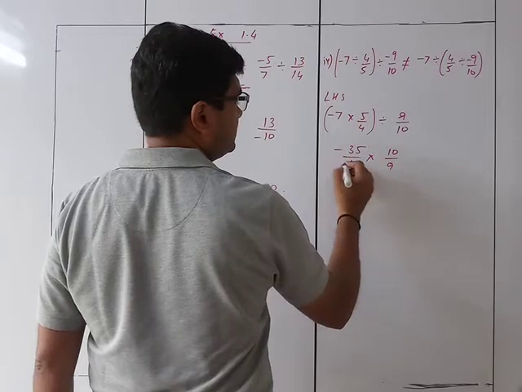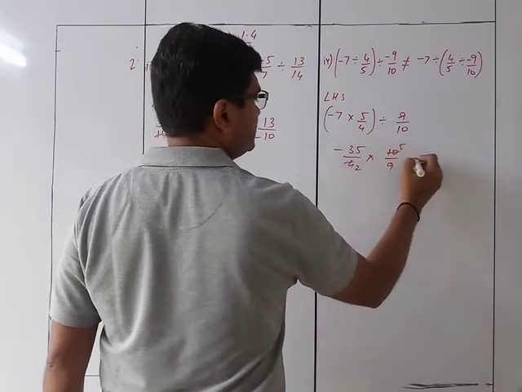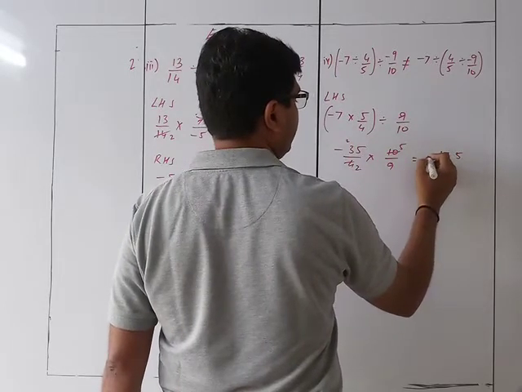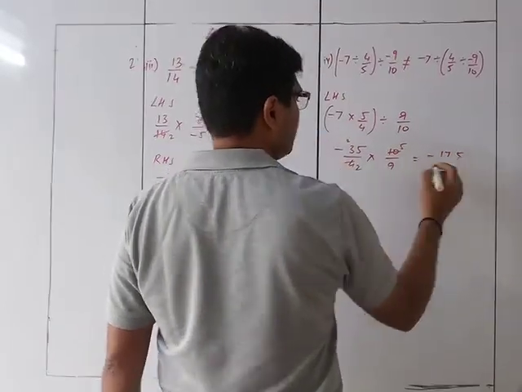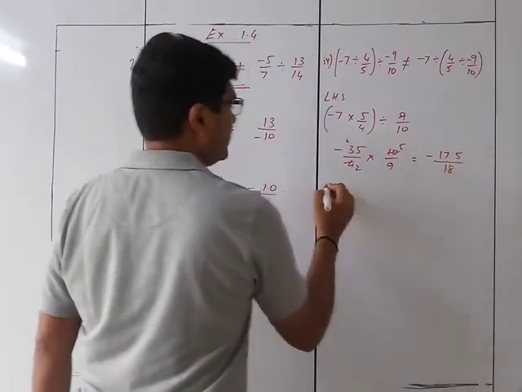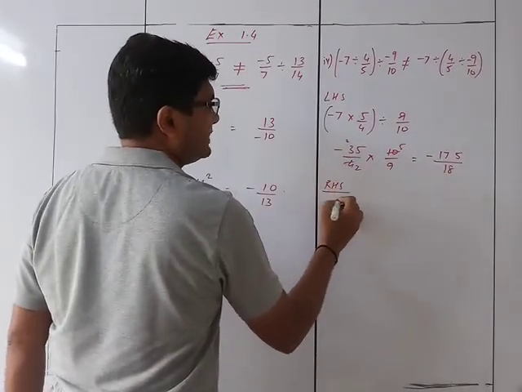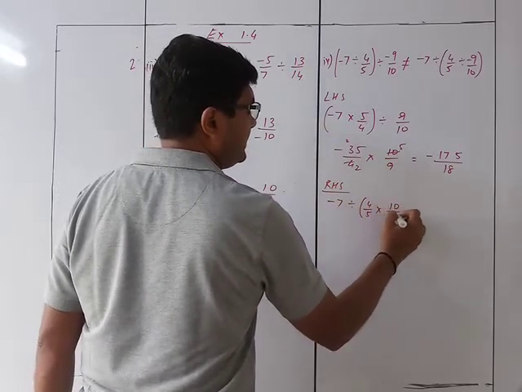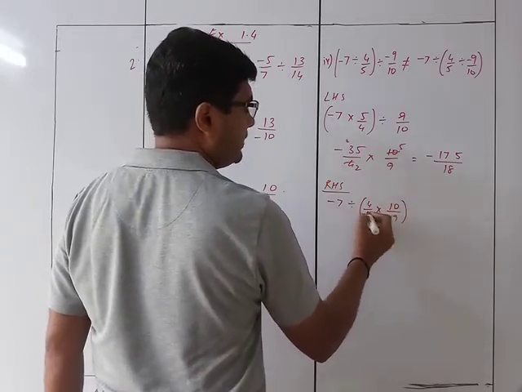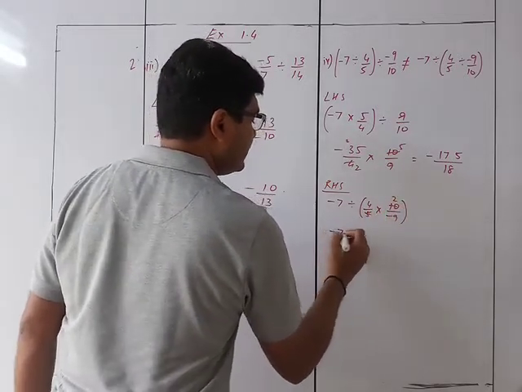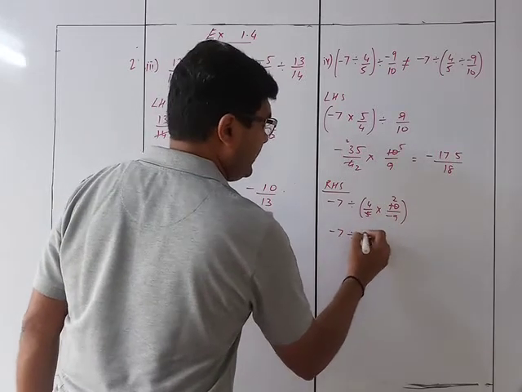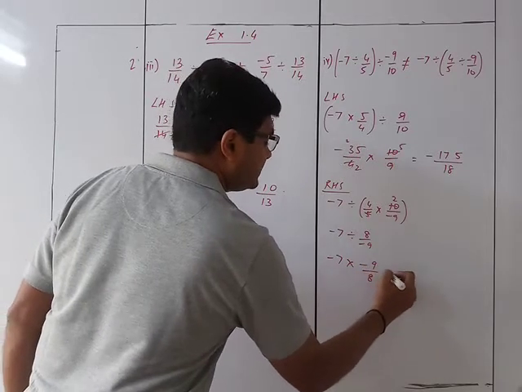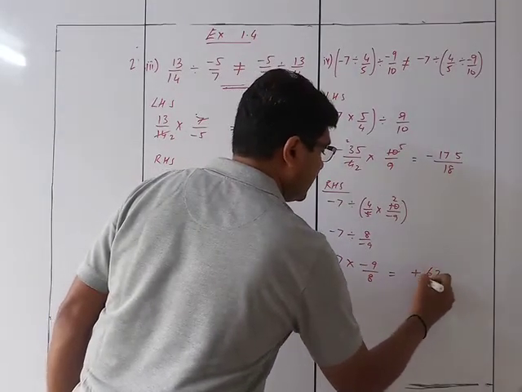No cancellations again possible except for this. So this gives me 5 5s are 25 and 5 15 16 17. So 175 upon 18, with a minus sign. Now we take the RHS. The RHS is minus 7 divided by 4 upon 5 into 10 upon minus 9. So again, a cancellation is possible. So minus 7 divided by, this is 8 upon minus 9. So minus 7 into minus 9 upon 8, which is nothing but plus 63 upon 8.